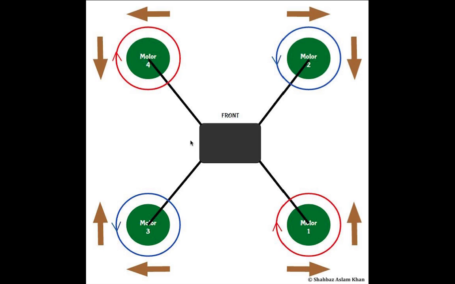Same goes for the other side. If you want to tilt this side, then increase the speeds of motor number 3 and 4 compared to 1 and 2. So the quadcopter will roll towards the right.